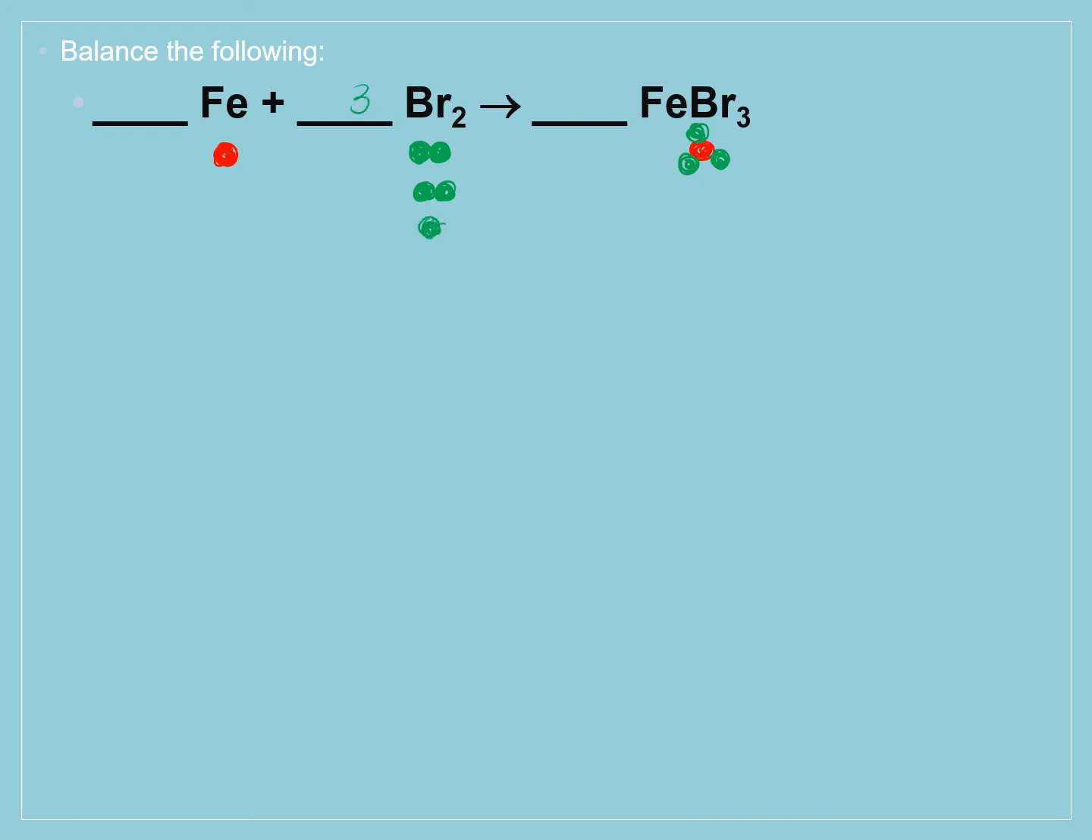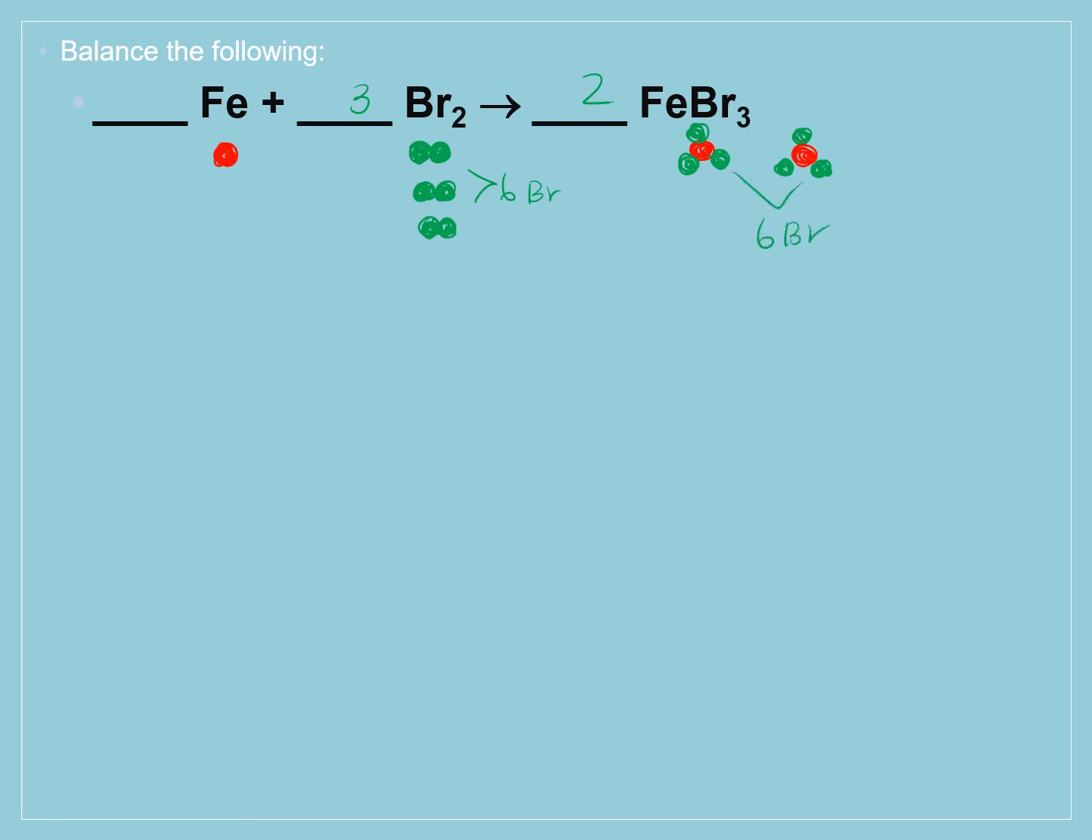If I have 3 bromine molecules, that gives me 1, 2, 3, 4, 5, 6 bromine atoms. If I look on the right, I've got 3 bromine atoms. I think we have solved the problem. I'm going to draw 2 of these models here. 1, 2, 3 bromine, and let's get that iron right there in the middle. And then if I look at my bromine atoms and I count, there's 3 there, 3 there. I have 6 bromine atoms.